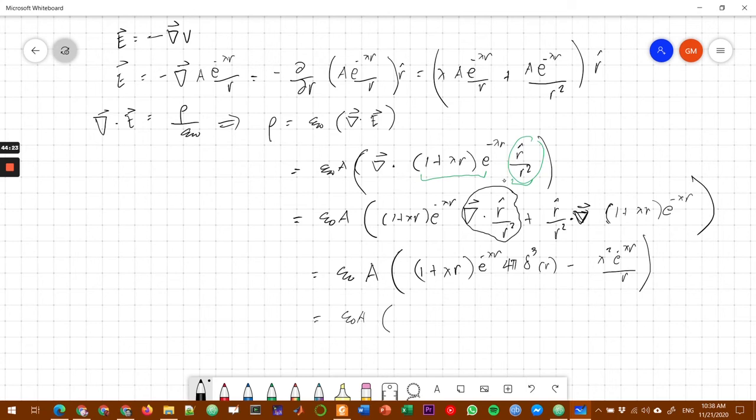But since it's a Dirac function, it has value only if r is equal to 0. The rest has no value, it is 0. So the function as a whole has value only if r is equal to 0. Now, if r equals 0, the exponent becomes 1 and this one becomes 0, so we are left with just 1. So it becomes 4 pi Dirac delta minus this equation over r. Okay, so that would be our rho.